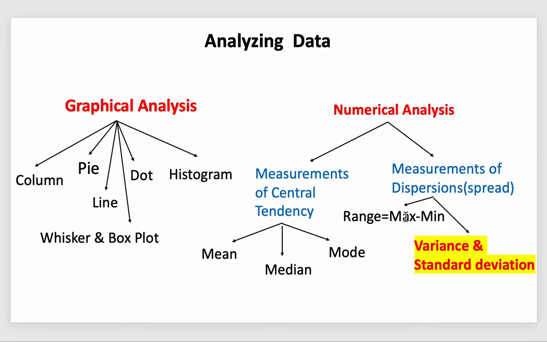The main difference between the range and the variance and the standard deviation: the range gives me how spread out the data is altogether, but the variance and the standard deviation are going to tell me how spread out each data point is from the mean, which is very important as the main difference between the range and the standard deviation.